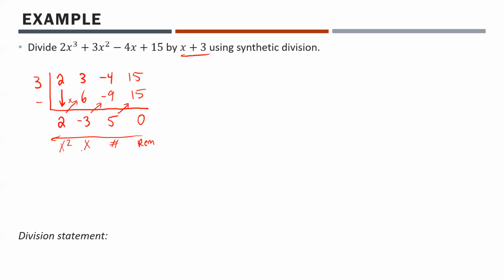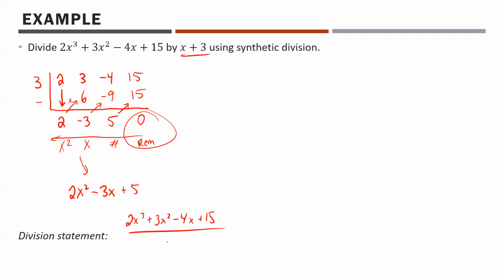So basically what this means is when we divide this big polynomial by x plus 3, we get 2x squared minus 3x plus 5. And it's plus 5 because that was a +5 there. And then there is a remainder of 0. Really quite useful, right? So if we were to write this as a division statement, we can say 2x cubed plus 3x squared minus 4x plus 15, all divided by x plus 3, equals our quotient, which is 2x squared minus 3x plus 5, and then plus our remainder over what we were dividing by, but the remainder was 0, so we don't have to worry about that here either.